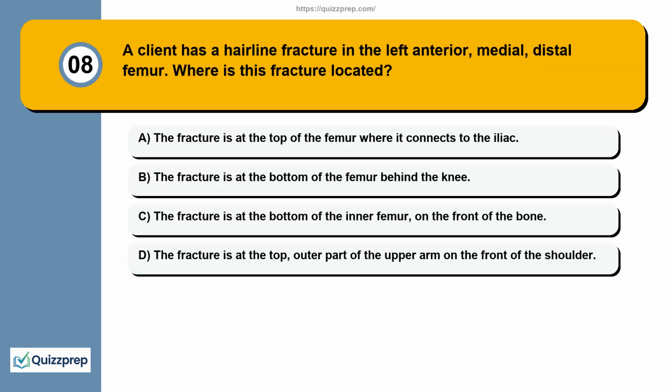Question 8. A client has a hairline fracture in the left anterior, medial, distal femur. Where is this fracture located? The fracture is at the top of the femur where it connects to the iliac. The fracture is at the bottom of the femur behind the knee. The fracture is at the bottom of the inner femur, on the front of the bone. The fracture is at the top, outer part of the upper arm on the front of the shoulder.